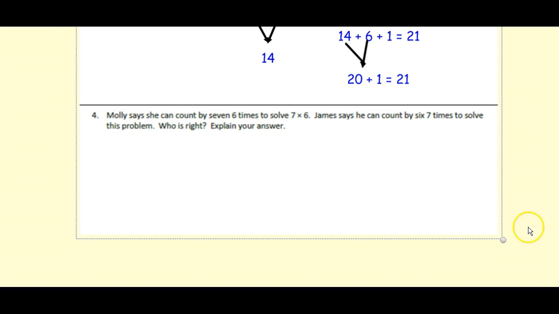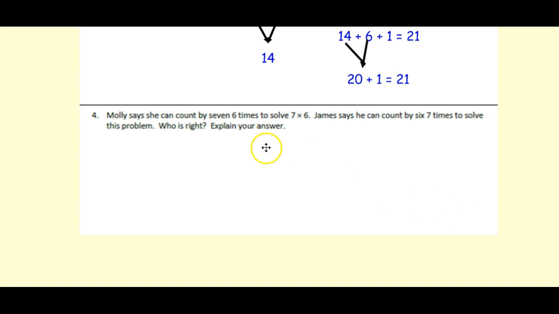Number 4 says, Molly says she can count by 7 6 times to solve 7 times 6. James says he can count by 6 7 times to solve this problem. Who's right, and explain your answer. So you've got to ask yourself, what is 7 times 6? And then can you skip count by 7 6 times? And can you skip count by 6 7 times to get that answer?